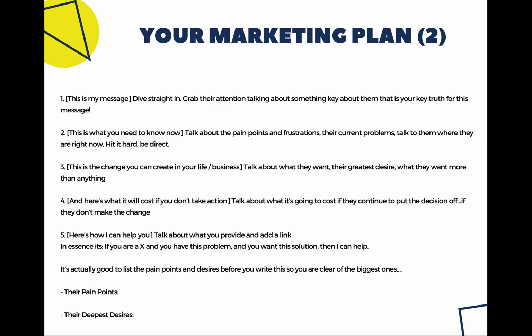This is the part where you talk about what you provide and add some kind of call to action link. So in essence, it's if you are an X and you have this problem and you want this solution, then I can help. So if you are an X, which is your ideal client, and you relate to this problem or challenge and you want to create this kind of outcome, then this is how I can help. I do this with women all the time, and this is how I help women. I do da da da. That's using an example. And that's why it's super important to actually list your pain points and desires before you even attempt to write this, so you're clear on what the biggest ones are.